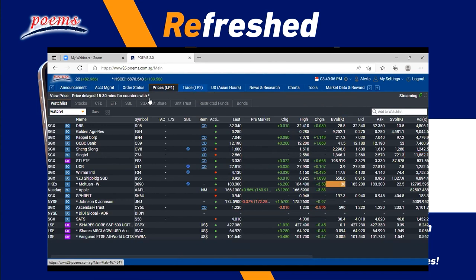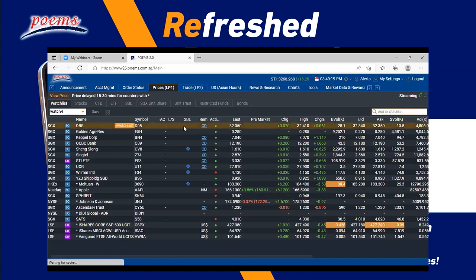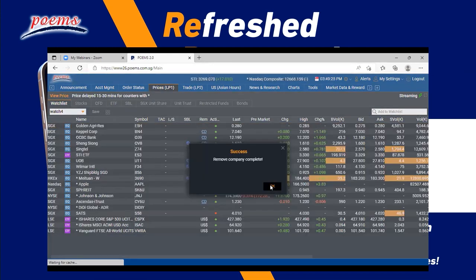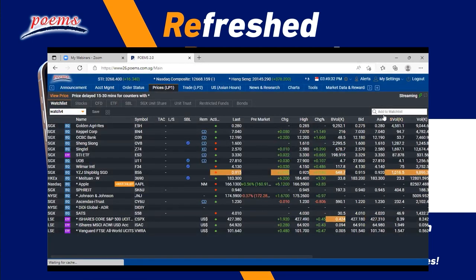So for example, you want to go to price LP1 and then you are interested to trade for maybe, we say, DBS counter. Because DBS counter is already in the watch list, I will demonstrate how to actually add the company itself. So the simpler way will be to always look for this magnifying glass on the right side, and then you look for DBS.